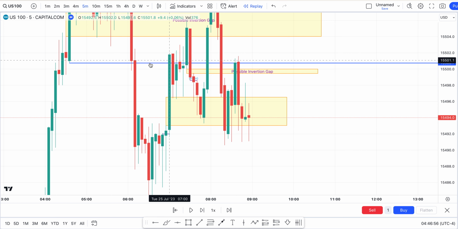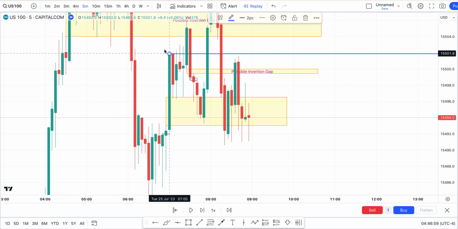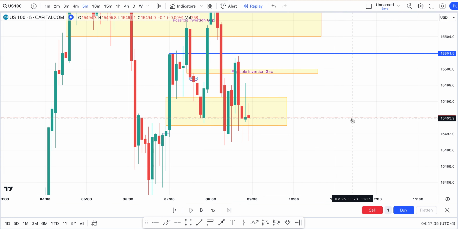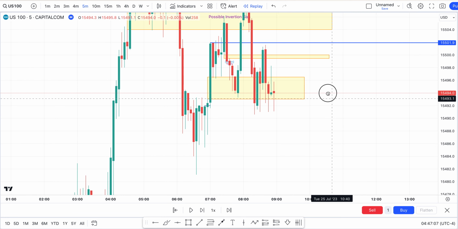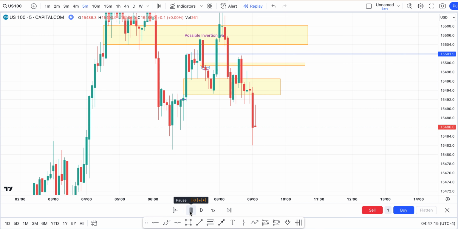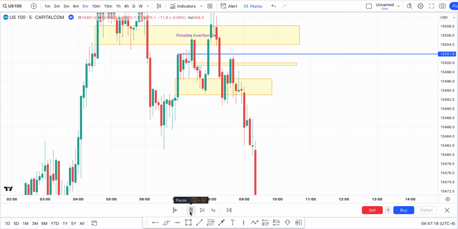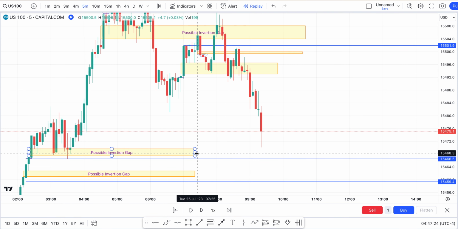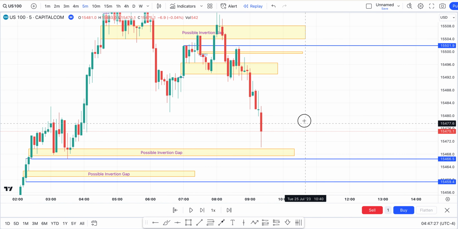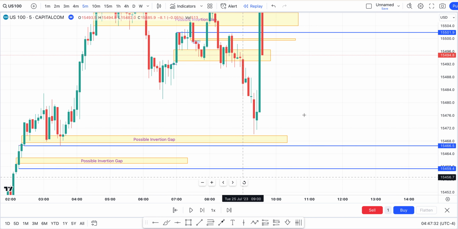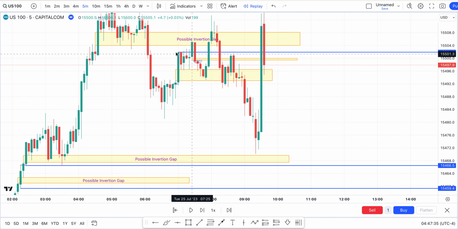And now, as long as it doesn't take, I'll move this line over. The high of this candle, I would say it's still valid. And now we're coming back to this possible inversion gap. Ooh, big reaction. Invalidates this one.